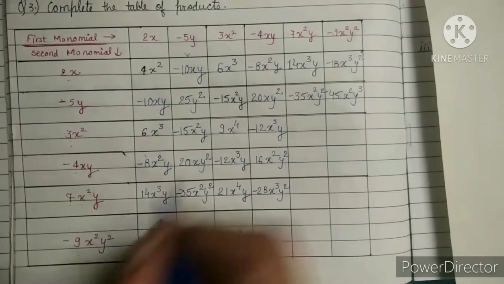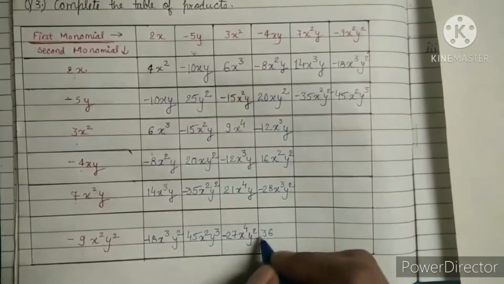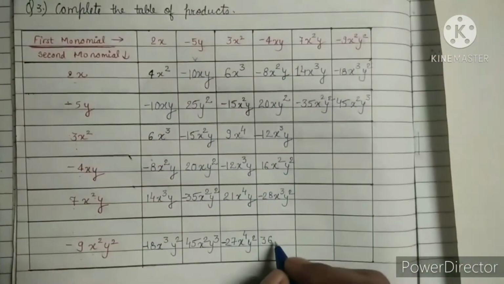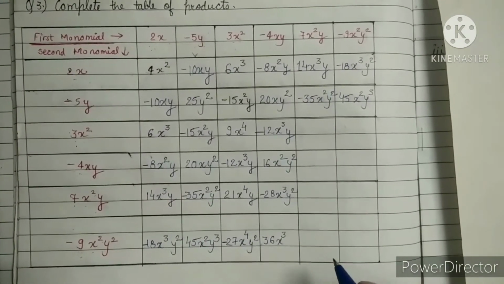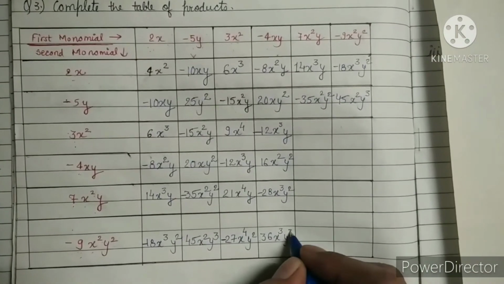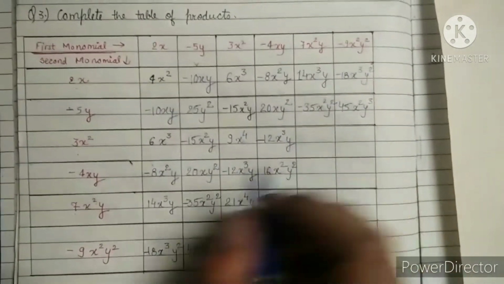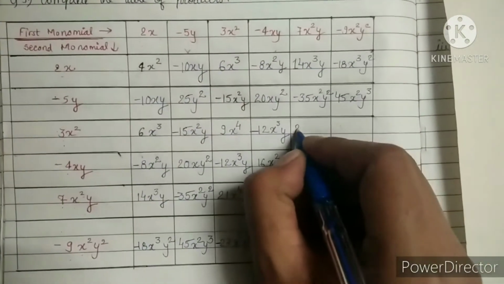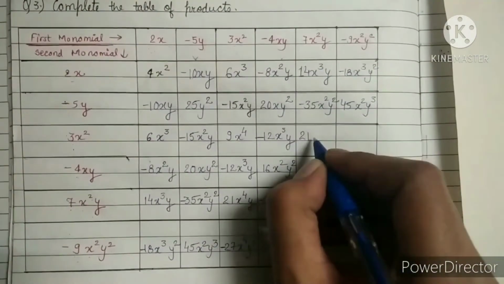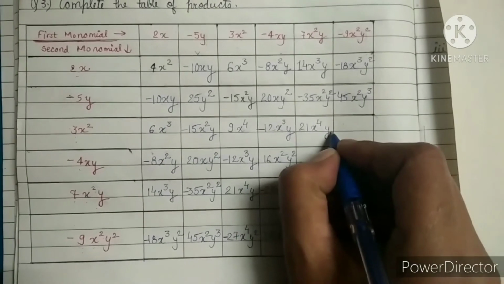Okay. 9 4s are 36, but minus minus plus. X is to power 2, x is to power 1. So here x is to power 3. Y is to power 2, y is to power 1. So here y is to power 3. Now next column, 3 7s are 21. X is to power 2, x is to power 2. So here x is to power 4 and y will remain same.